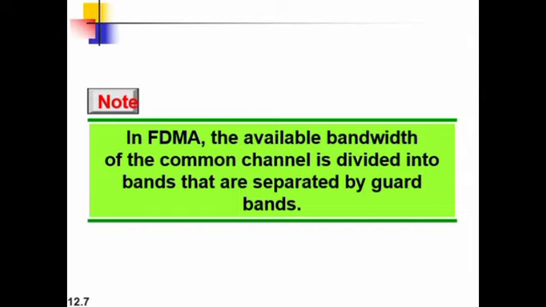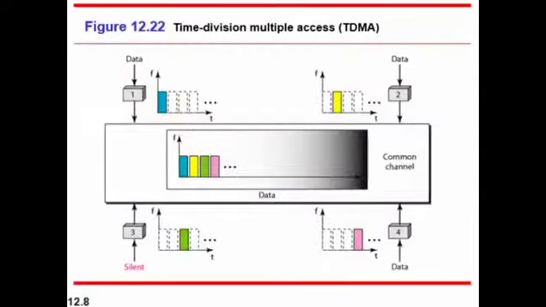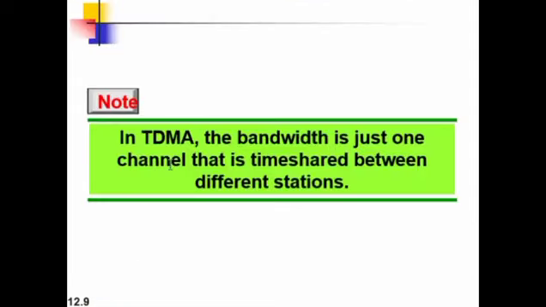Here you can see the time. In time division multiple access, the time slot of the actual channel is divided. In TDMA, the bandwidth is just one channel that is time shared between different stations, right? The bandwidth is of one channel, but it is time shared between the different stations. This is what time division multiple access does.